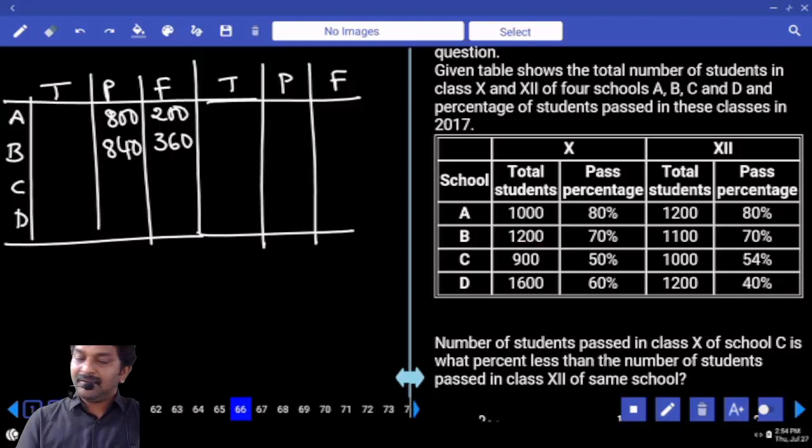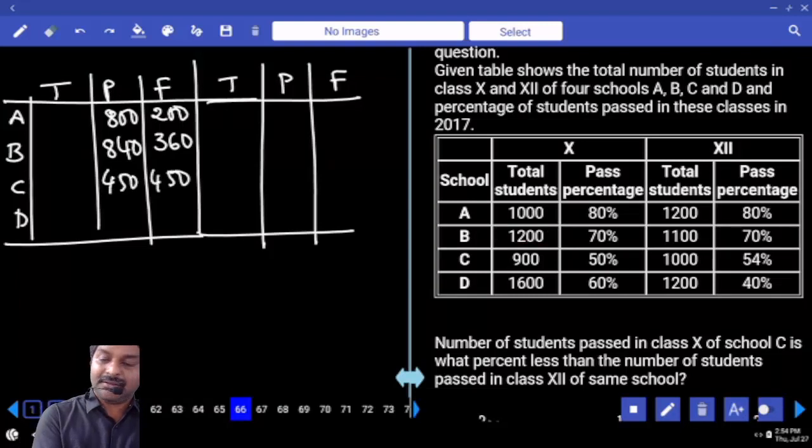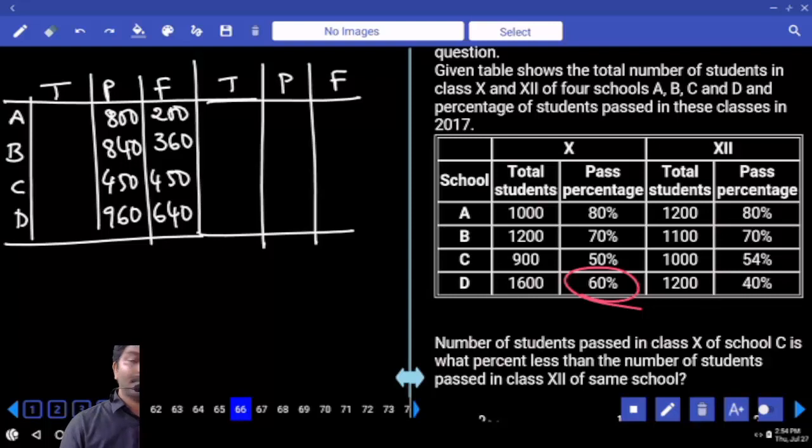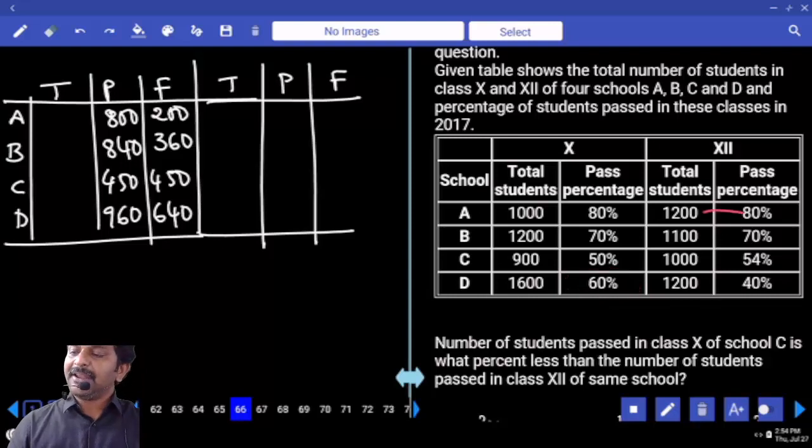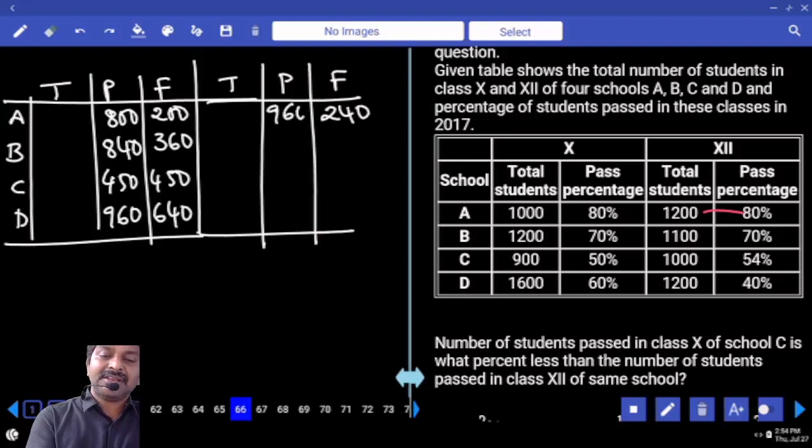Next, equal 450, 450. Next 60 percentage, 960, remaining 640. Next 80 percentage, remaining is 240, then it becomes 960. Whichever is easy to calculate, I am going for that. Okay.